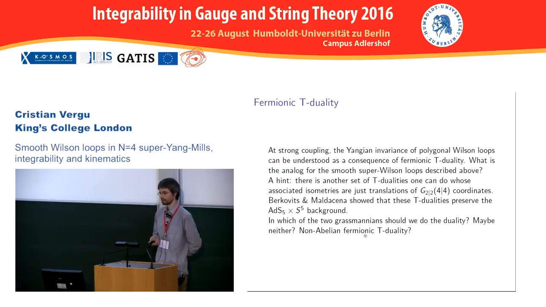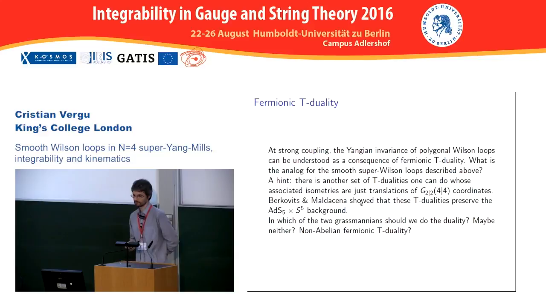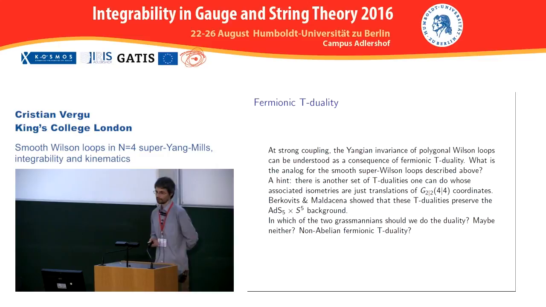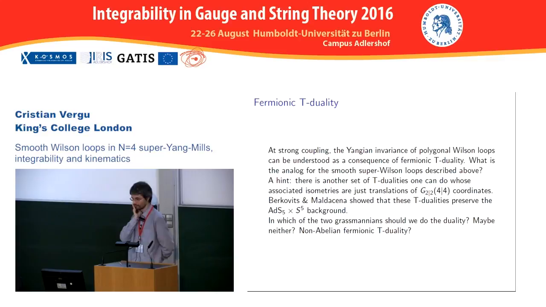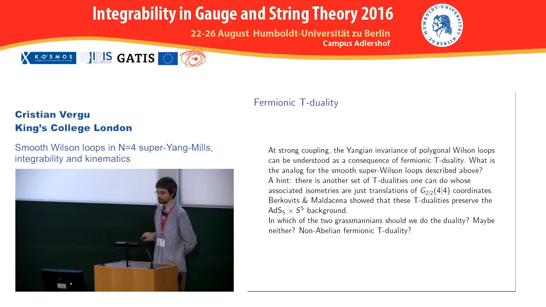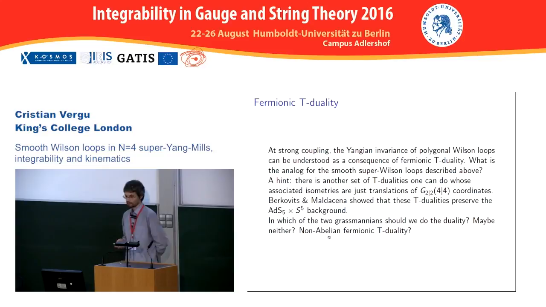And there's another set of T-dualities you could do, as was shown by Berkovits and Maldacena, which are just, from the group theoretic analysis, the same as these translations of coordinates of this Grassmannian. So they can be thought of as doing a T-duality in these x directions. However, this operator we're discussing here is not exactly the same. It's not adapted to doing this T-duality because we have two such coordinates. We have the x and the x tilde. So what should we do? I'm not sure. Should we do both? Should we do neither? Maybe we should do a non-abelian T-duality. I don't know.